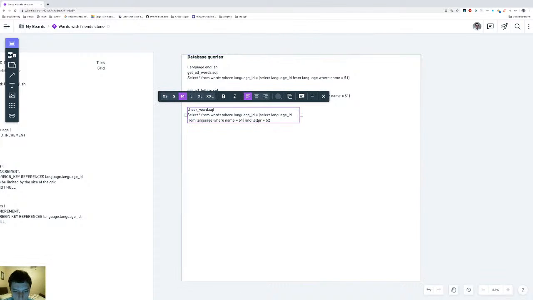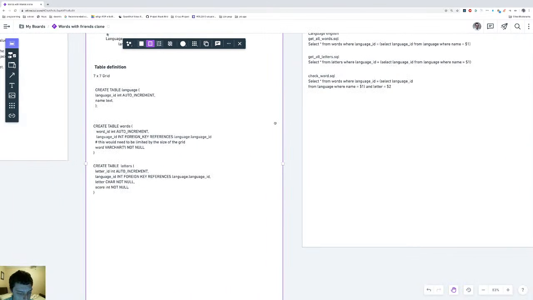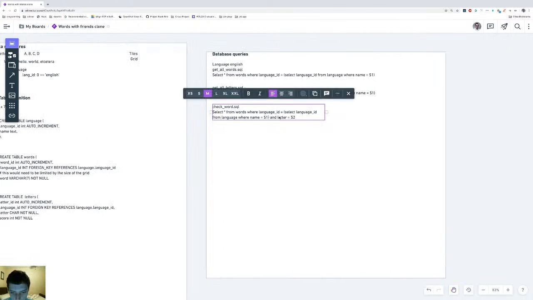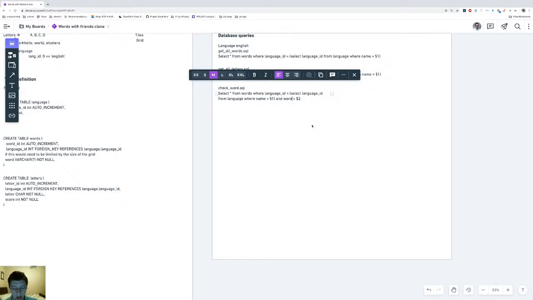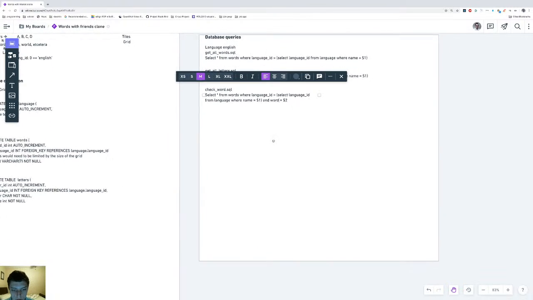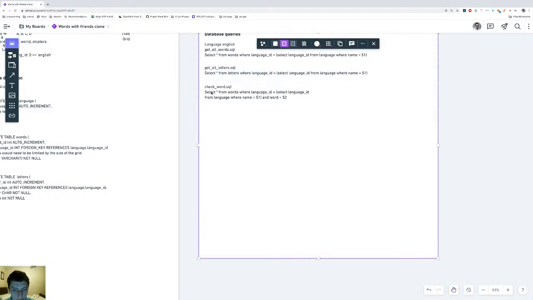From words, and I made a mistake here. That needs to be word. I mixed word and letters. Okay. So yeah, that would be how I would check words. This is how you would check the database.